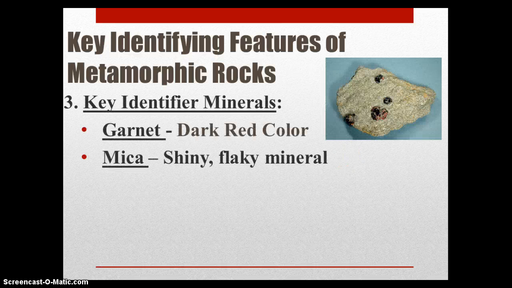Garnet is another key identifier. It has a dark red color. You're only going to have that in a metamorphic rock because it gets subducted back down, gets mixed with some new minerals, and creates these garnet crystals. Mica: if it's flat, flaky, and shiny, it's going to be a metamorphic rock. If it breaks off really easily, that's a key identifier for it to be a metamorphic rock.